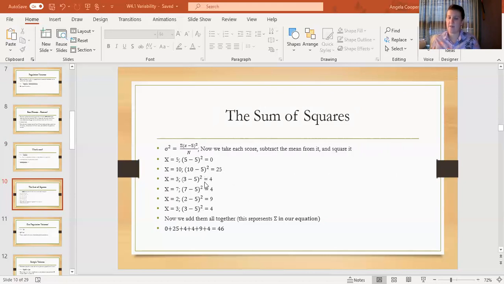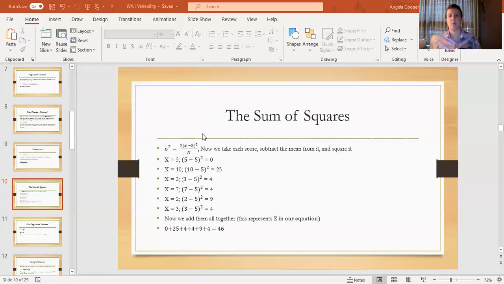3 minus 5 is -2. Square that, you just get 4. 7 minus 5 is 2 again, square that, you get 4. 2 minus 5, -3 squared is 9, and 3 minus 5, -2 squared is 4 again.